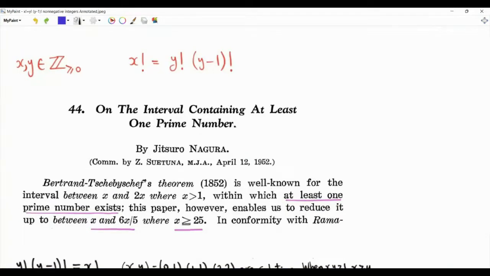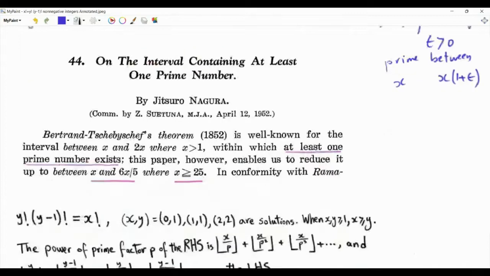We will make use of the following result. There is at least one prime number between x and 6x over 5 when x is greater than or equal to 25. Indeed, this result is more than what we need, and it can be generalized. So for x that is large enough, and for any epsilon greater than 0, there is a prime between x and x times 1 plus epsilon. But this is what we need here.